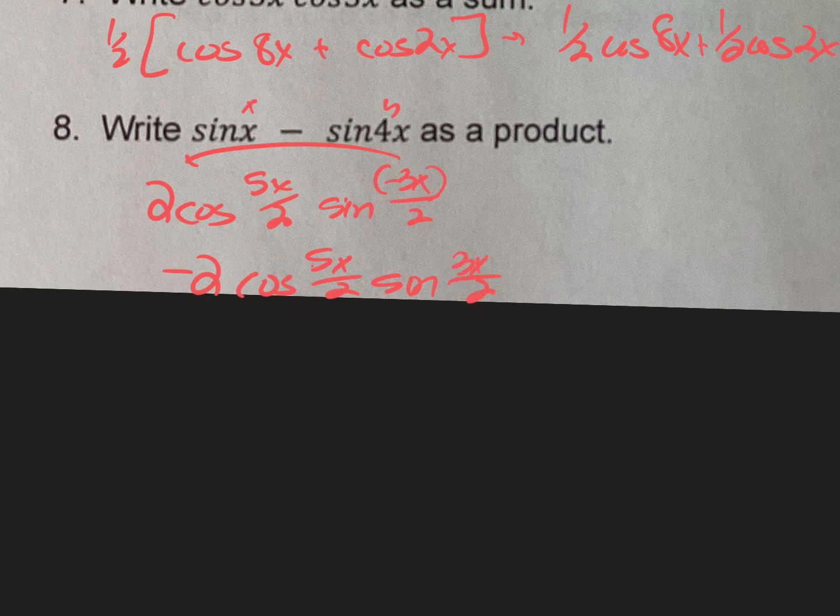Now, one mistake people make: that 2 in the front, you cannot cancel that 2 with any of the 2's in those denominators because that's one term, cosine 5x over 2. You're not just saying 2 times 5x over 2. It's 2 times cosine. That's one term. You can't cancel that because that's part of another term.